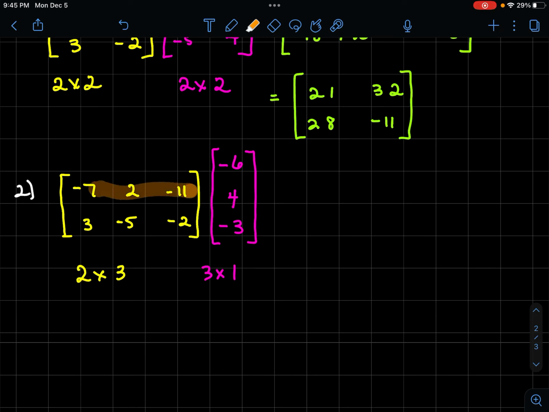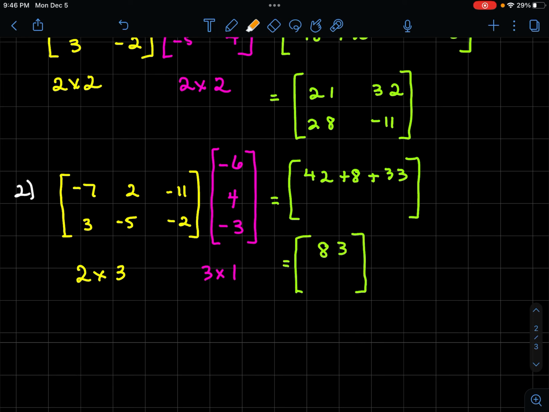So then we'll take the top row multiplied by the only column. This will be a number that goes in the top of this new matrix. When we do this, we will get 42 plus 8. 42 comes from the negative 7 times the negative 6. The 8 comes from 2 times 4. And the negative 11 times the negative 3 gives us that positive 33 that you see in the matrix. Combine those numbers together and we get 83.